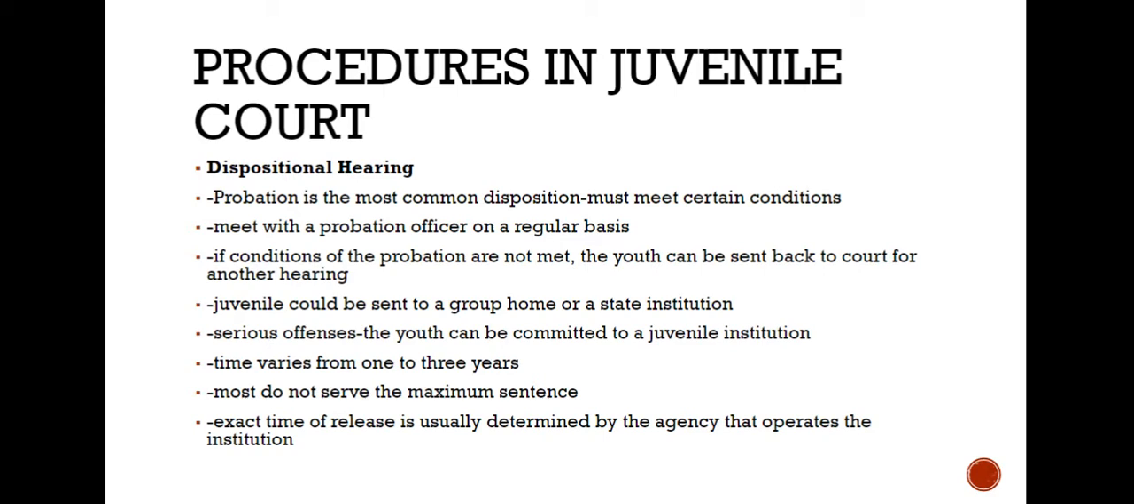In more serious offenses, you could be committed to a juvenile institution where your time is going to vary from 1 to 3 years. Now, in all honesty, most do not serve the maximum sentence. But your exact time of release is usually determined by the agency that operates the institution, and it will depend on your behavior, space available, et cetera.